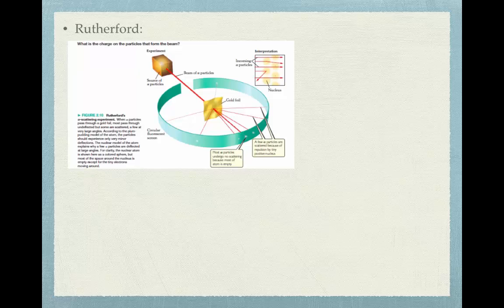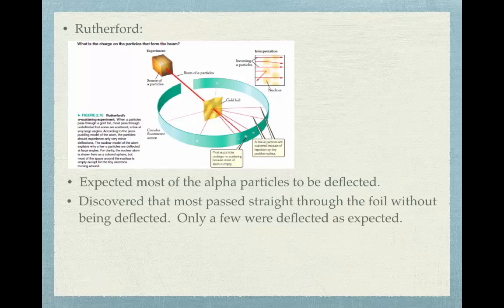And what he expected to happen was that the alpha particles would be deflected, because if most of an atom is positively charged, then alpha particles would bounce off the positive charge of the atom and bounce back and be deflected. Instead, what he discovered was that most of the alpha particles pass straight through the foil, which made no sense at all. What that's telling us is that most of an atom is not actually positively charged.